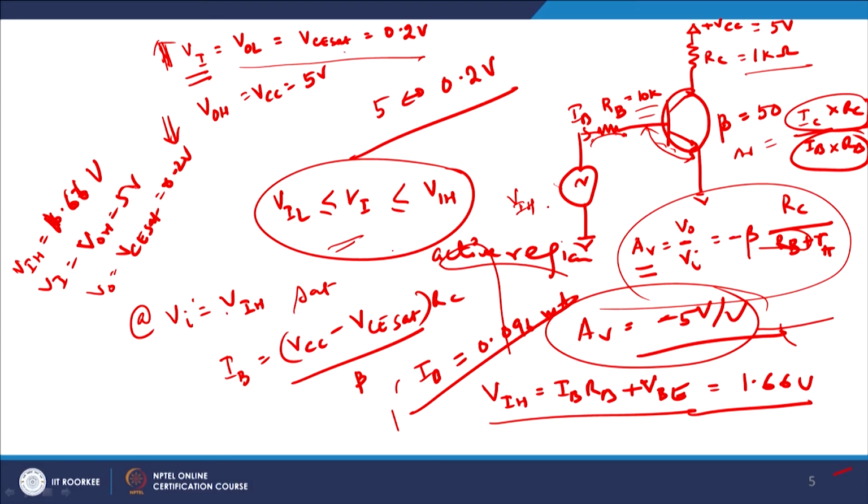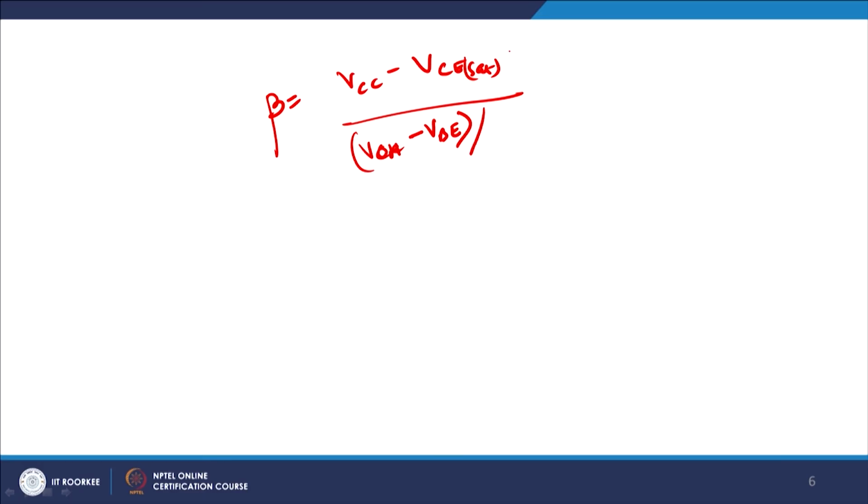Now, if I assume these definitions are equal, then from here I can get the value of beta, the current gain, to be exactly equal to VCC minus VCE sat divided by VCC minus VBE, or VOH minus VBE, this divided by RC, this divided by RB. If they are exactly equal, beta will be equal to 1, and that is what you get. But clearly this is equal to 11 which you get.